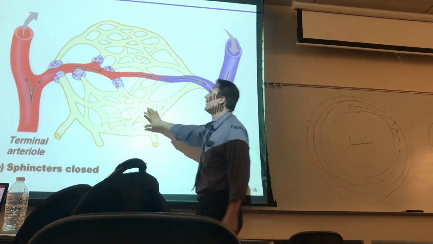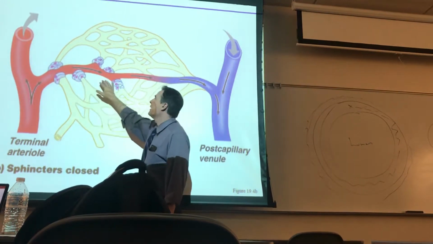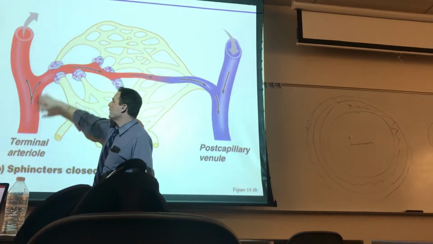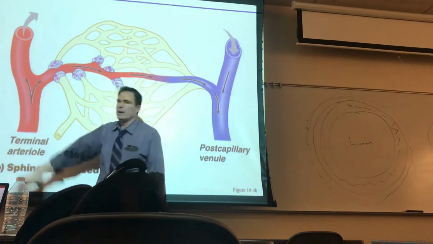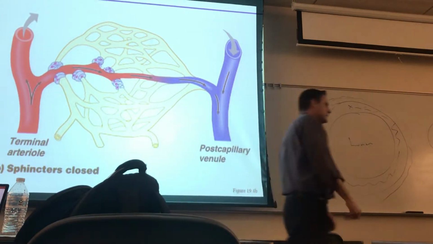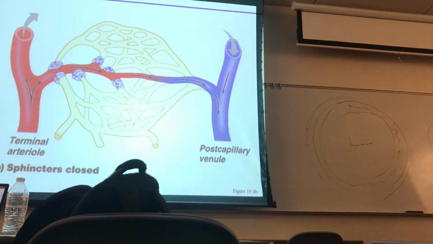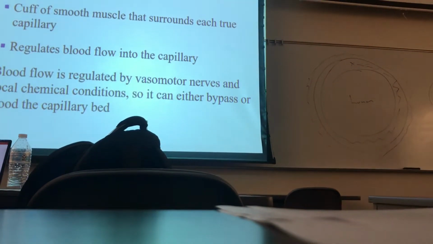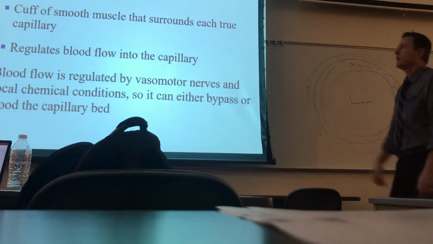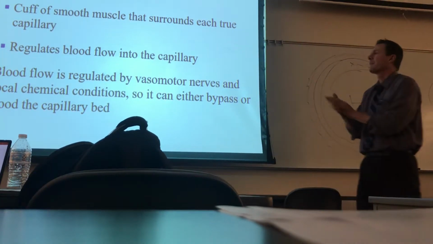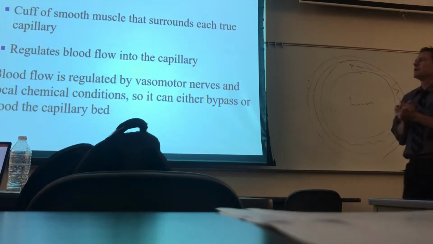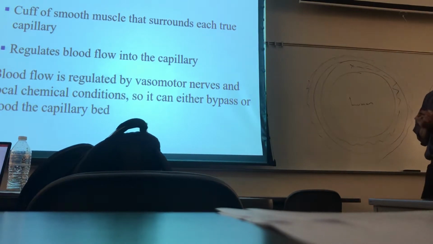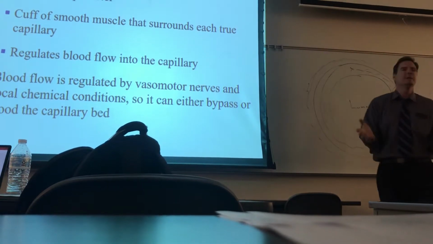We control this stuff based off of the pressure. We control this one by neurological mechanisms. Blood flow through the capillaries. So the precapillary sphincters regulate blood flow into the capillaries. Blood flow is regulated by vasomotor nerves and local chemical conditions. So you can either bypass or flood the capillary bed depending on your needs.